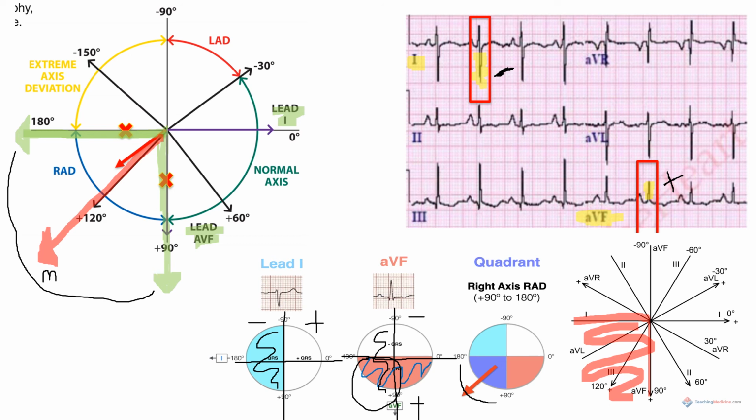Now, are there some other problematic reasons why you might have a right axis deviation? Yes, if you have your right ventricle enlarged, due to reasons like COPD. If you have a mitral valve or tricuspid valve lesion, that can cause right axis deviation. Let's go ahead and take a look at another example together.